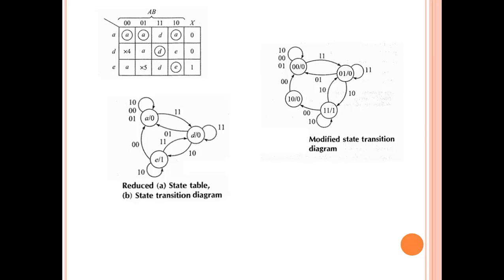These are the reduced stable and reduced state transition diagrams. And now with the introduction of phi, this becomes the modified state transition diagram. Now A is represented by 0 0, D by 0 1, E by 1 1 and phi by 1 0.